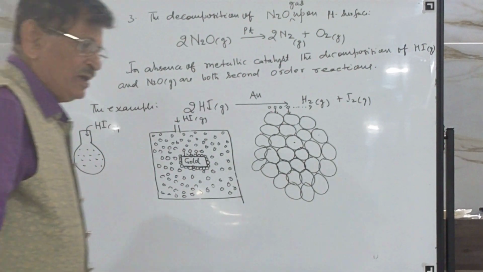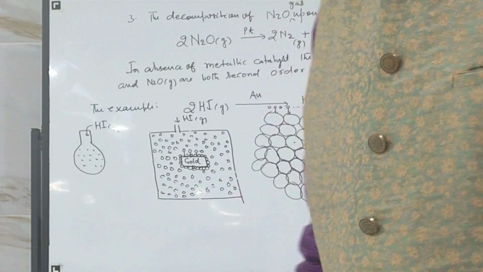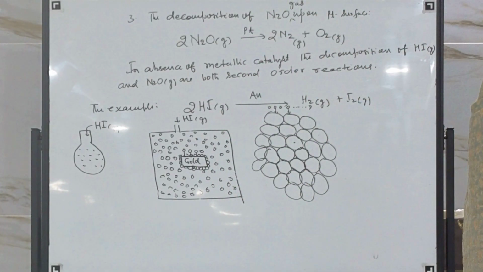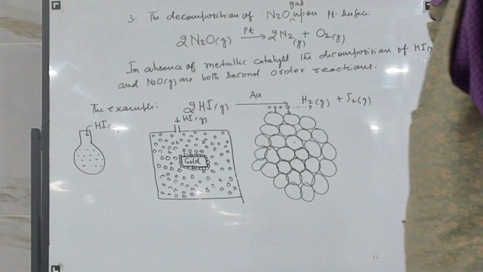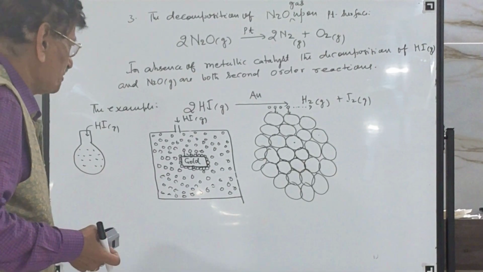And therefore, we see that there's no effect of the addition of HI on the rate of decomposition of HI. And we see that this is a zero order reaction. So here the rate always remains constant. I think you have understood this.